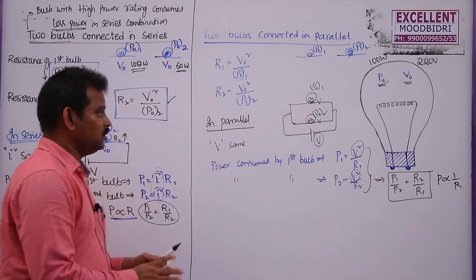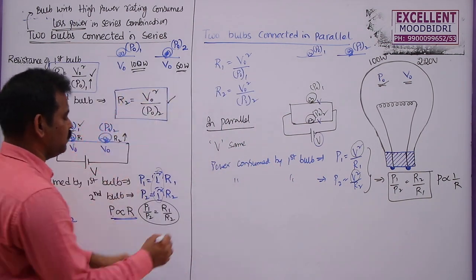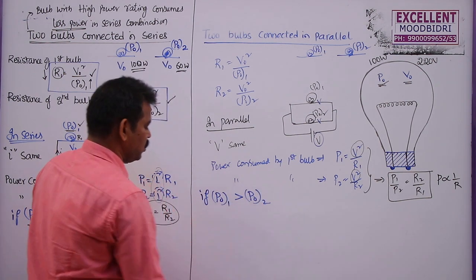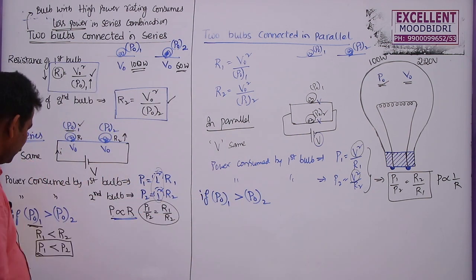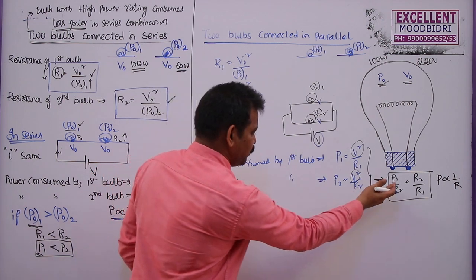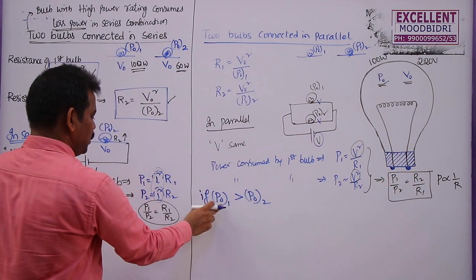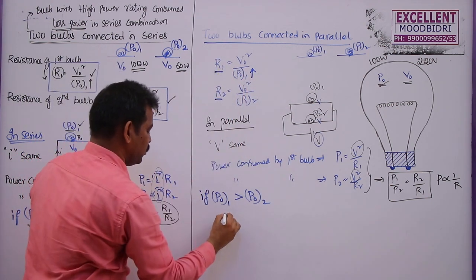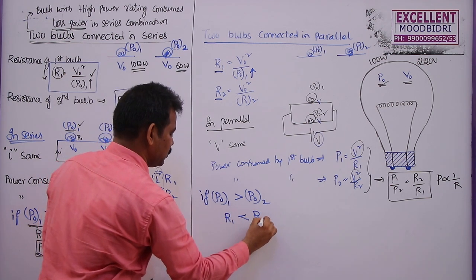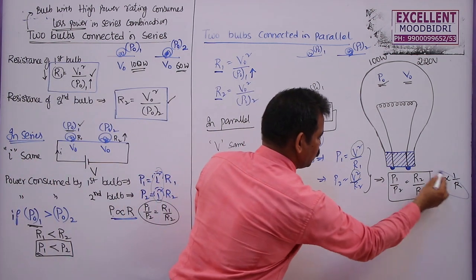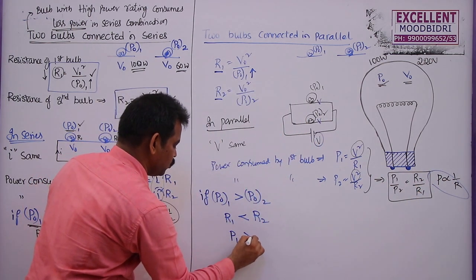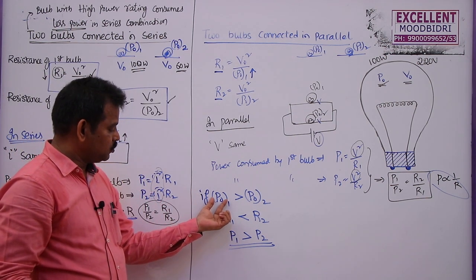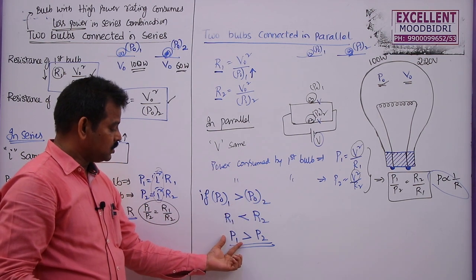Now let me take the same case. If the power rating of the first bulb is greater than the second bulb, P01 greater than P02, the rating of the first bulb is more than the second one. Here, as we know that P is inversely proportional to resistance, as P01 is greater than P02, what about the resistance? R1 should be less than R2, but since power consumed is inversely proportional to resistance here, P1 should be greater than P2. You can see the initial power rating of the first bulb is greater than the second bulb, and the power consumed by the first bulb is greater than the second one.